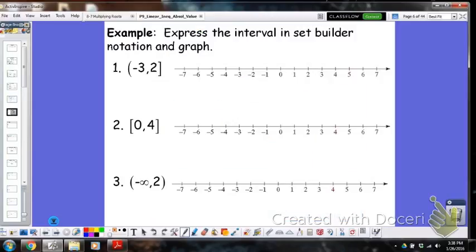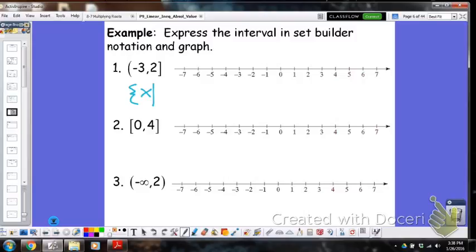So now we're going to express the interval in set builder notation, and we're going to graph it. So in set builder notation, the first thing you do is you start with a bracket. And then you define what your variable is going to be. So we're going to use x. And then you throw a little bar in there. And then you write the inequality that we'll have for this interval.